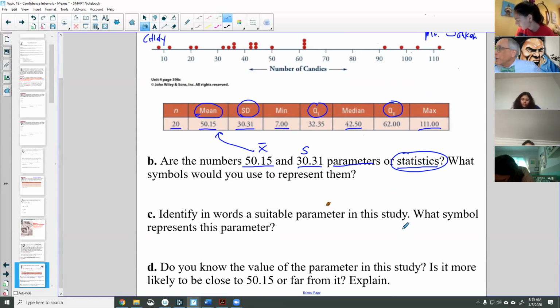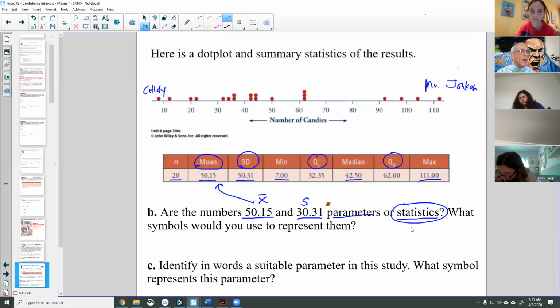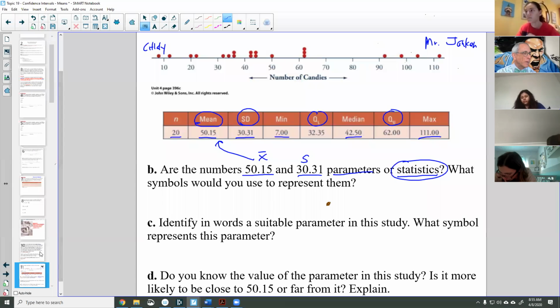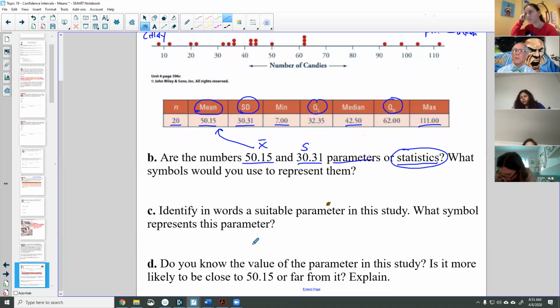So I will take a volunteer here. I need a sentence that describes the parameter of this study. What is it that I'm looking for here? I need a sentence that describes it, and then the symbol that I would use for it. So what am I trying to find out here? Why am I even bothering doing this particular study? What is the parameter I am seeking? What am I trying to find by doing this study?